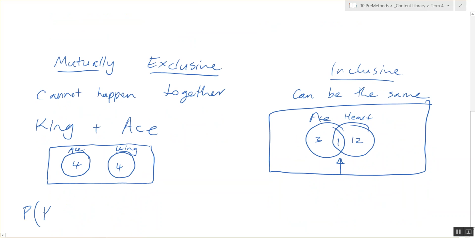The probability of a king and an ace. Or what do I put instead of a plus? The plus king and is or. Union is the probability of a king and the probability of an ace. Okay? So that's for mutually exclusive, you just add them together.